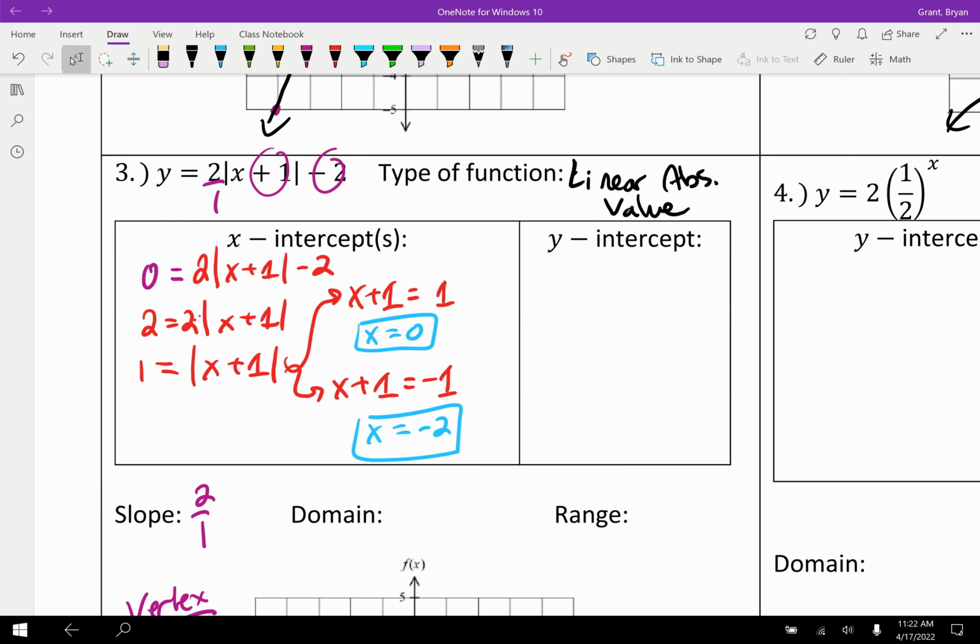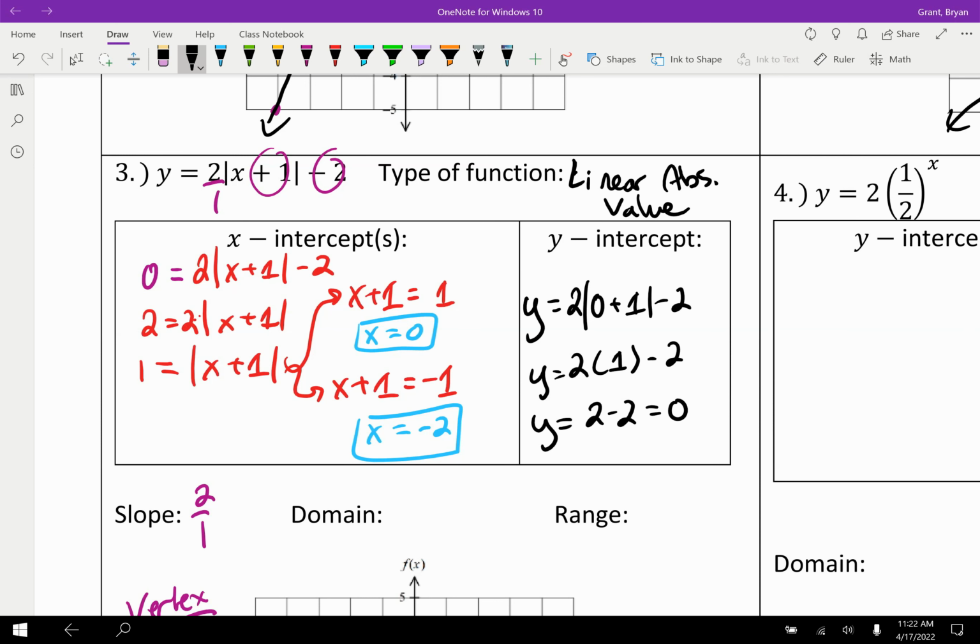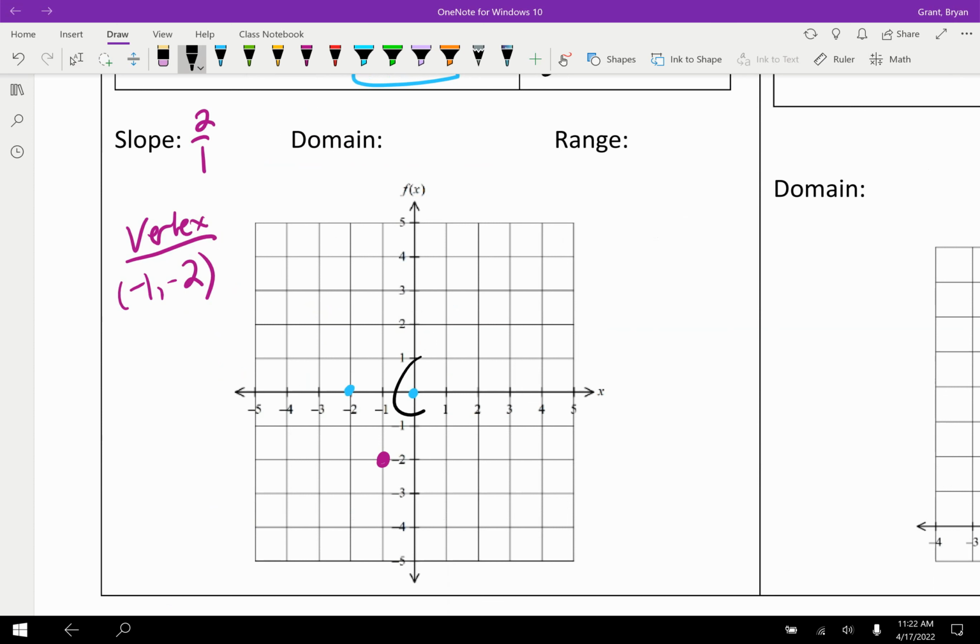The y-intercept, same process as before. And by the way, you can already see this on the graph, but I'll show you that in just a second. We just follow PEMDAS, right? 0 plus 1 is 1. Absolute value of 1 is just 1. This is 2 minus 2, which is 0. But again, we could already see that because we already had a point on the y-axis. This is one of those weird times where the y and the x are the same.